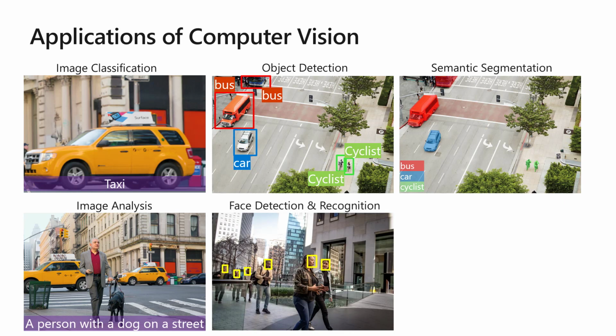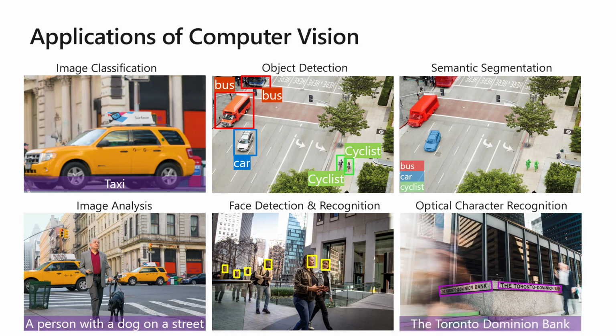We can also use face detection and recognition. Now, effectively, face detection is used to identify the location of a human face in an image, and then you can do further analysis to look at the facial features and determine things like gender, emotion, age, and so on. And you can also train models to identify specific individuals based on facial recognition. And then another use is optical character recognition. An OCR model identifies regions of the image that contain text and extracts that text.